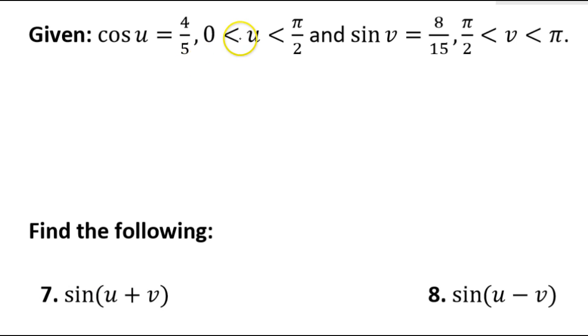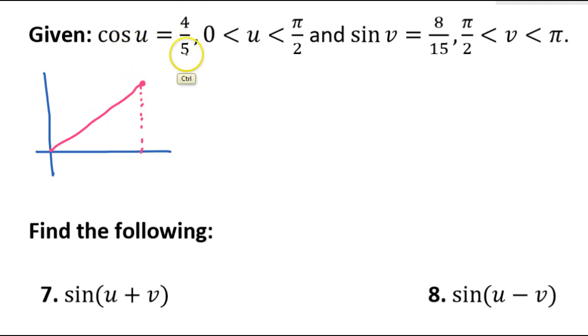But first we need to draw some triangles. So between 0 and pi over 2, that is simply the first quadrant. So we're going to draw our first triangle into the first quadrant. Imagine that this is the terminal side of an angle, and we're going to make a triangle out of that. If the cosine of this angle is 4/5, we know that cosine is x over r. So that means the x value is 4, and the radius r is 5.